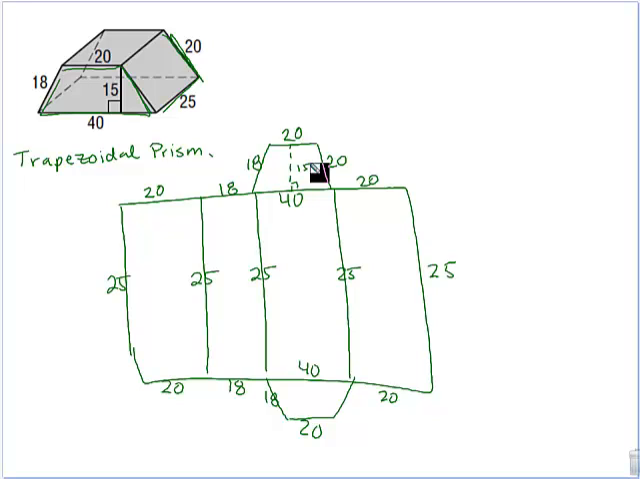So now we want to go through and find all these areas. So let's start with the trapezoid. The area of a trapezoid is what? 1/2 height times b1 plus b2. So let's find that first.